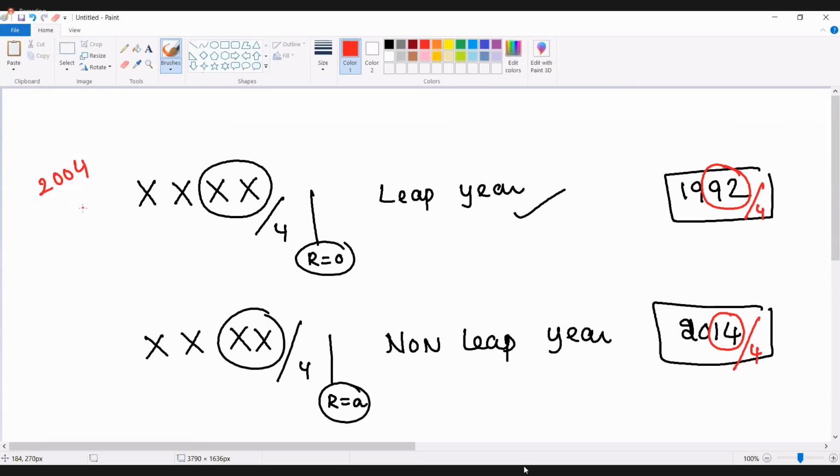2004 is a leap year, 2008 is a leap year, 2012 is a leap year, 2016 is a leap year, 2020 is a leap year. Like that you can understand. In the 2000s these are the leap years. The last two digits of a number should be divisible by 4, then we can treat that as a leap year.